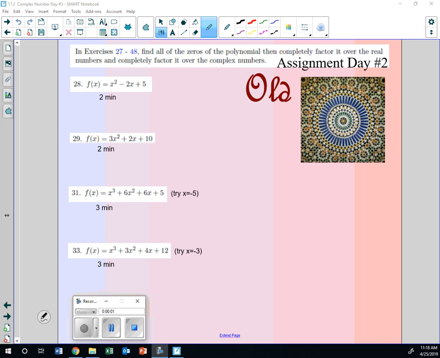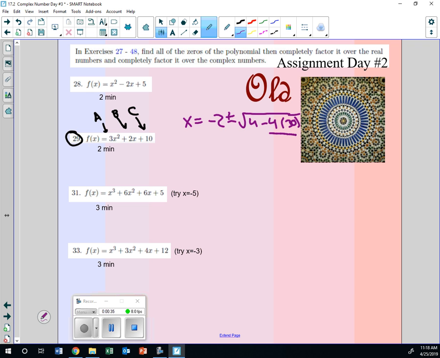We're going to just review some of these factoring problems in the complex form. If you look at number 29, ax squared plus bx plus c, we're just going to use the quadratic formula. So x is going to be equal to minus b, negative 2, plus or minus the square root of b squared, which is 4, minus 4a, which is 3, times c, 10. So it'll be times 30, all over 2 times 3.